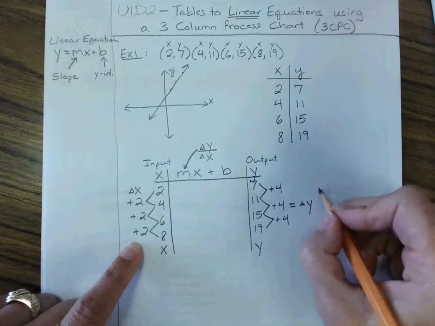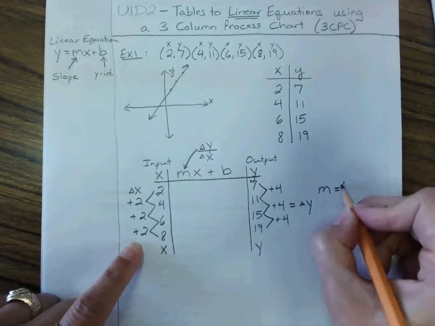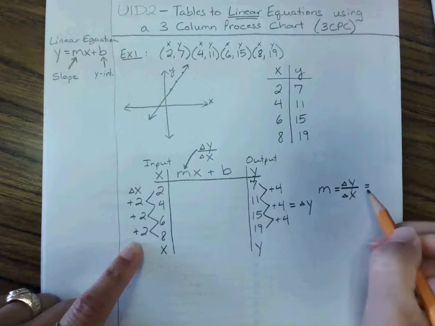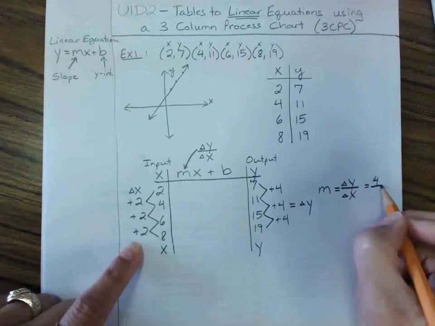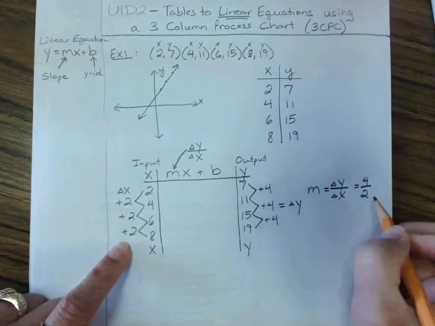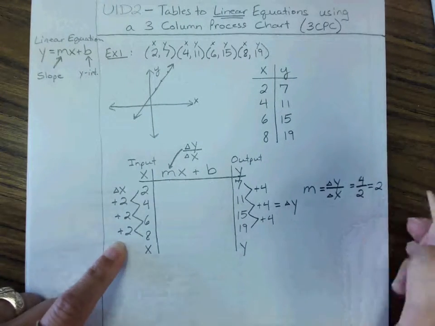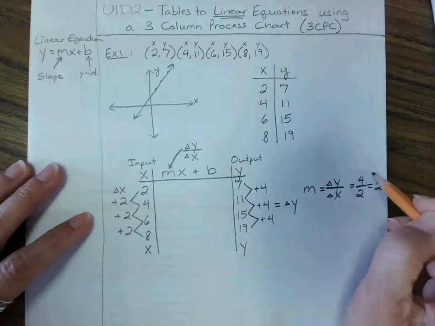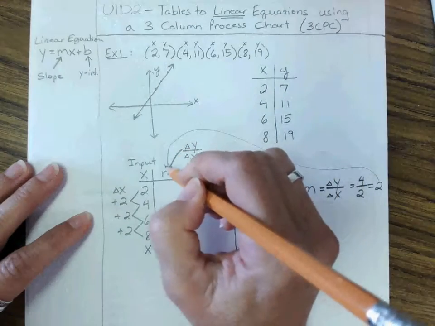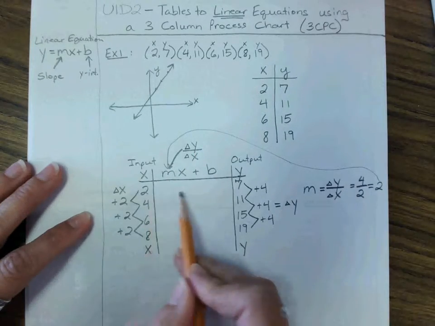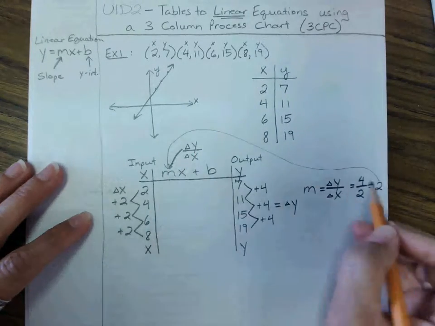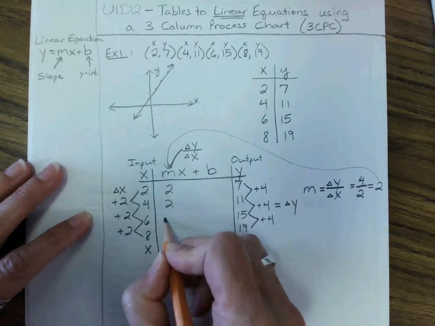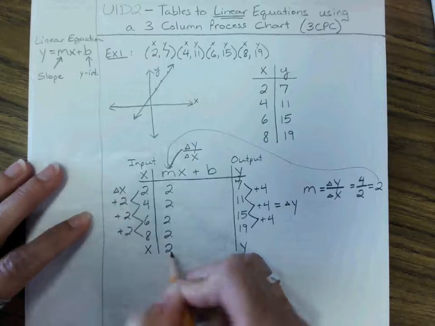So my slope, my m value, is equal to change in y divided by change in x, which is equal to, change in y is 4, divided by 2, so that will give me a slope of positive 2. So I'm going to take that positive 2 value and I'm going to plug it in under the m in every single row all the way down. So I found the slope is 2, so I'm going to write that under the m. 2, 2, 2, 2, 2.